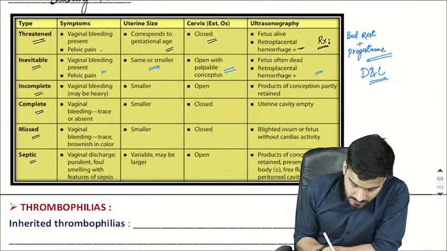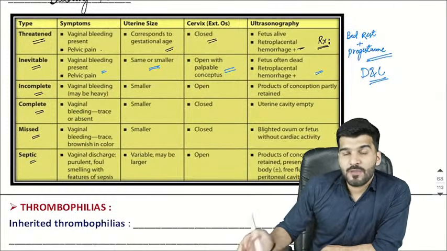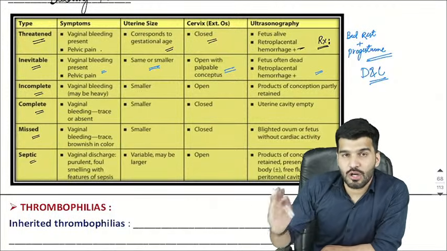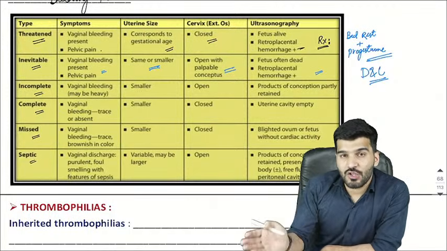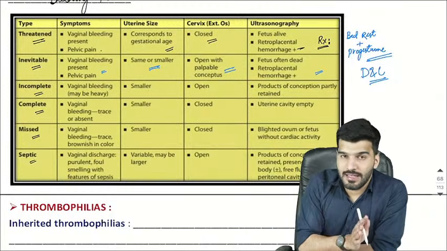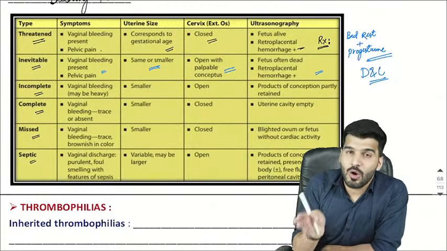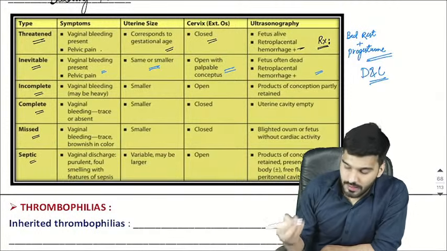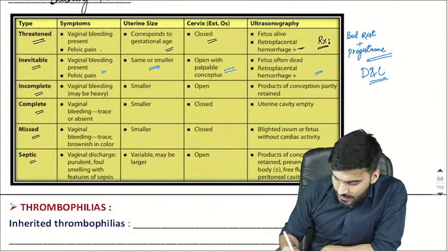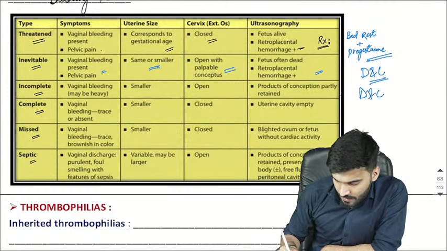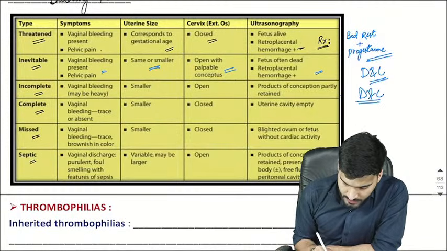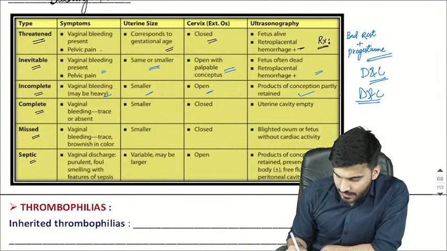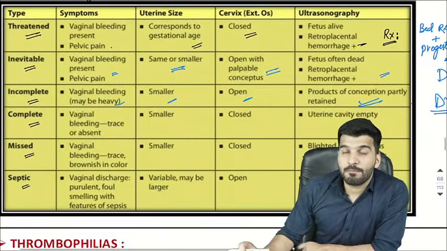Next is incomplete abortion. In incomplete abortion, the patient will give a history of expulsion. The patient will say, doctor, I have passed some clots, and there are partially retained products inside, some part is still inside. The os is open and the height of the uterus will be less than the period of gestation. What will be the further management? D&C. Here the vaginal bleeding will be heavy, size is smaller, os is open, and the products of conception are partially retained.